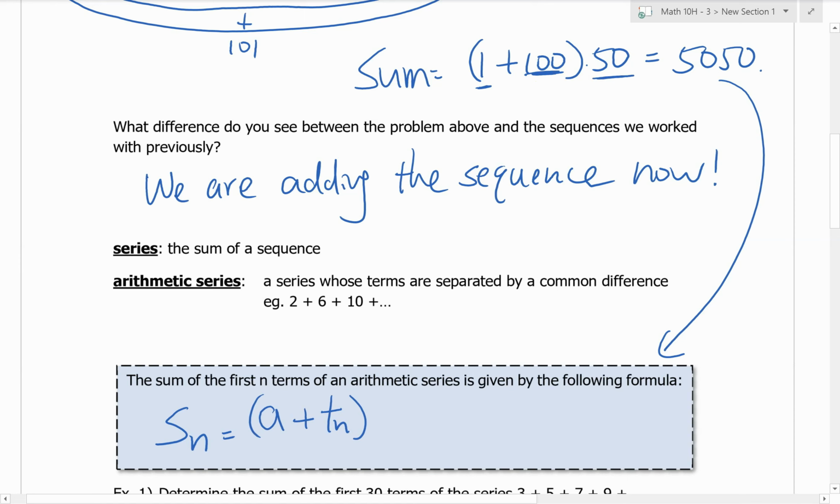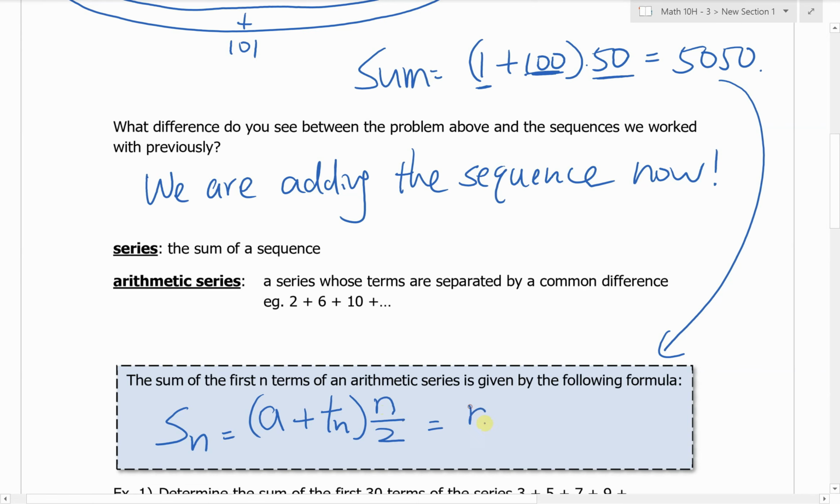Now, the question is, how did we get this 50? Recall the number 50 came from there being 50 pairs. How can we figure out how many pairs there are in total? Well, we have n numbers. 1 to 100, there are 100 numbers. So if the sequence starts with the initial term a and ends with the nth term, there will be n numbers. To find out how many pairs there are, we simply divide that by 2. So to find the number of pairs, you just go n divided by 2, the total number of terms divided by 2. That will give you how many pairs there are.